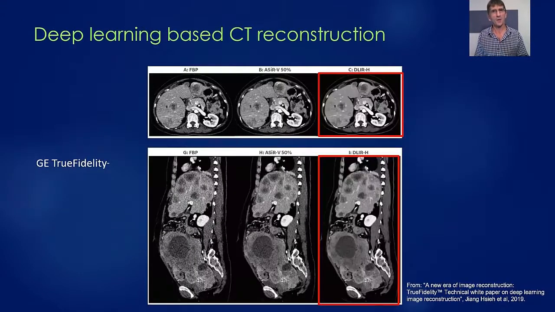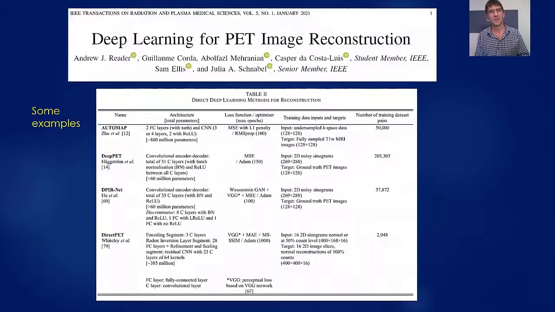But also sitting on the horizon are other reconstruction processes, one of which is deep learning, and it's already been used in the GE TrueFidelity system, showing the images on the right there of a CT scan reconstruction with much lower levels of noise. And starting to see reviews coming out. This is by Reader earlier in the year, looking at deep learning for PET image reconstruction. So I think sitting on the horizon is more reconstruction algorithms, particularly based on artificial intelligence and machine learning, and deep learning in particular, I should say.